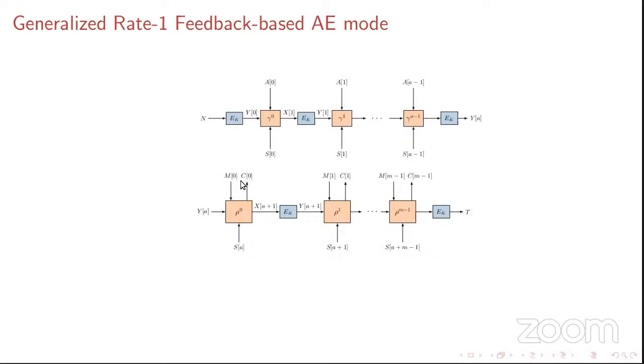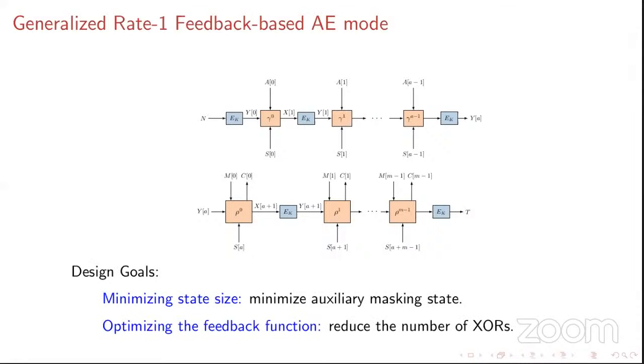And additionally, we can generate outputs, for example this ciphertext C0. In general, the design goal of these feedback-based AE modes has two parameters. First one is the state size, so we want to minimize the state size. It can be easily seen that the only part that you can work upon is the auxiliary masking state. So we want to minimize the auxiliary masking state here.